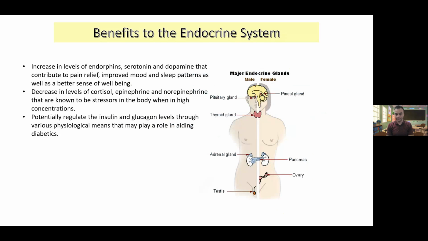To the endocrine system, a lot of things happen here, right? Namely, we have the increase in levels of endorphins, serotonin, dopamine, and enkephalins that will contribute to pain relief, right? That's what our endorphins do. They help manage pain relief, improve mood and sleep patterns. That's our serotonin. And then a better sense of well-being, productivity too, right? That's our dopamine as well.